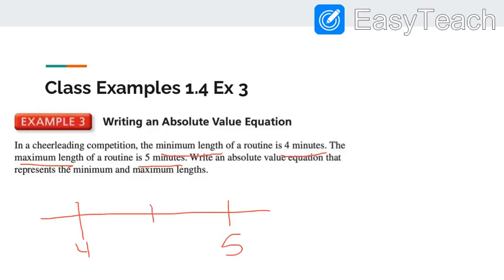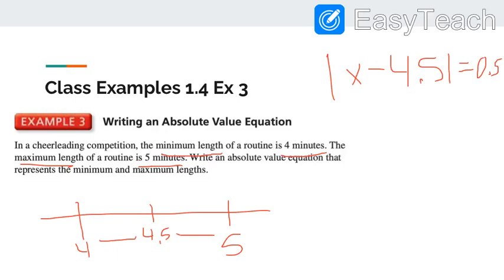Right in the middle of 4 and 5 is 4.5, meaning that the space in between that middle point and each of the ends is 1/2. So we would write this equation as the absolute value of x minus 4.5 is equal to 0.5. So for any value that this is true for, it would work to be that long of a program.